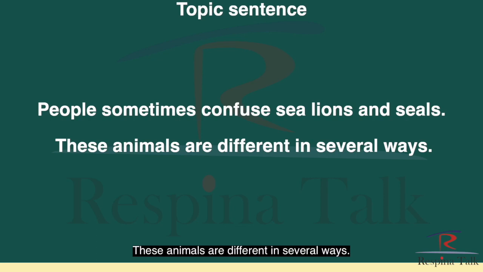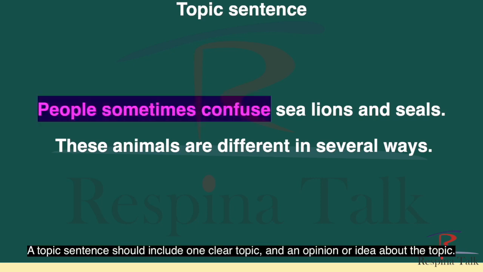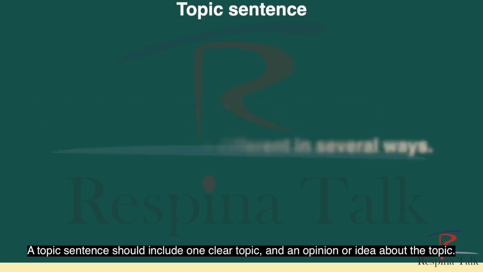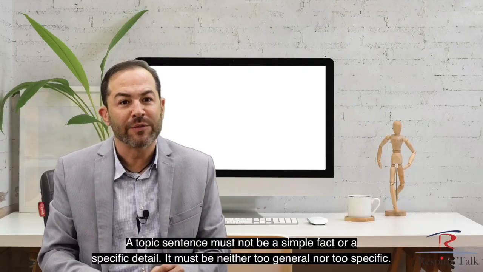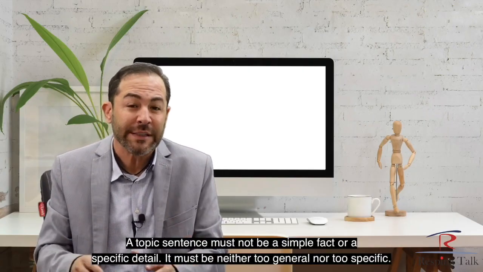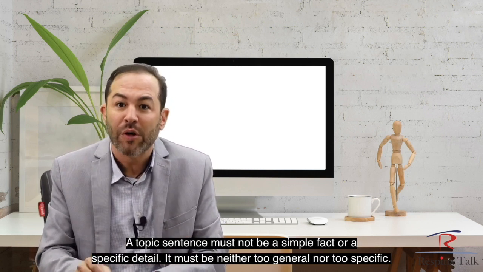These animals are different in several ways. Now, a topic sentence should include one clear topic and an opinion or an idea about the topic. A topic sentence must not be a simple fact or a specific detail. It must be neither too general nor too specific.